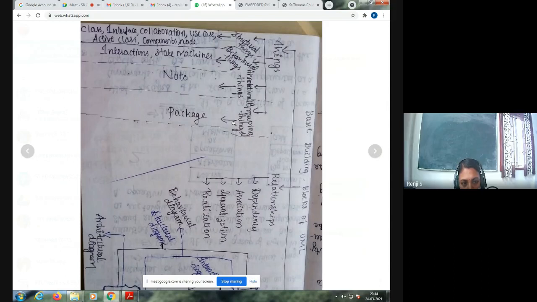Structural things can be classified into seven categories, and that includes classes, interfaces, collaborations, use cases, active classes, components, and nodes. There are seven structural things in UML. It includes, first of all, classes. The next is interface, third collaboration, use case, active class, components, and node.